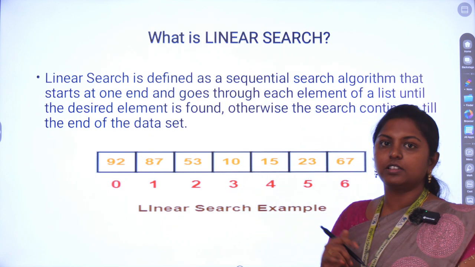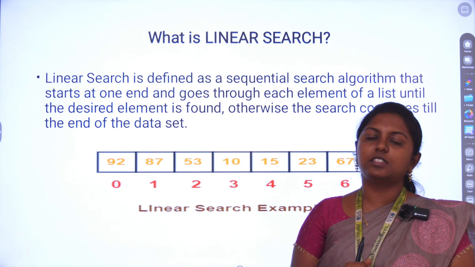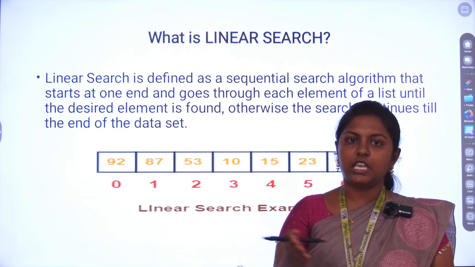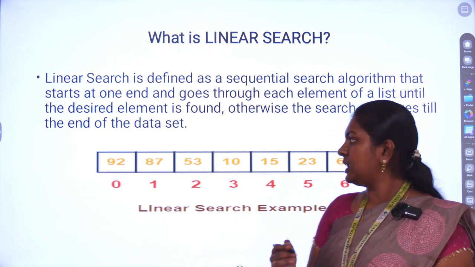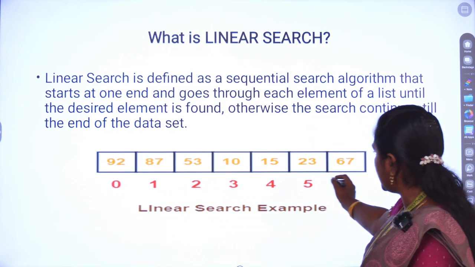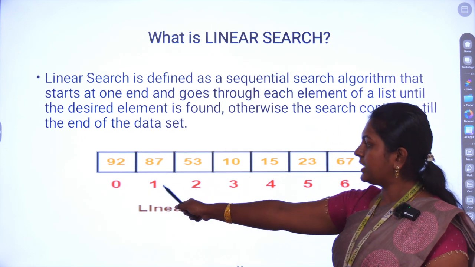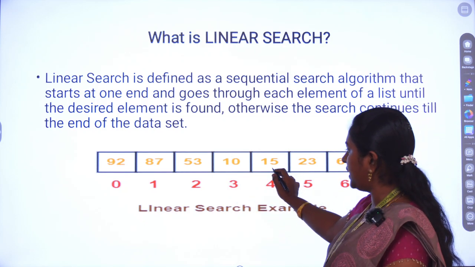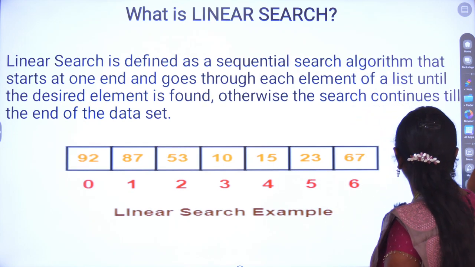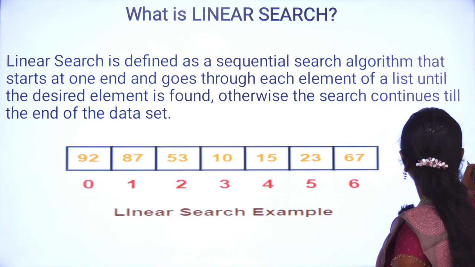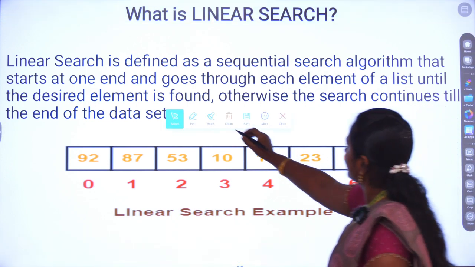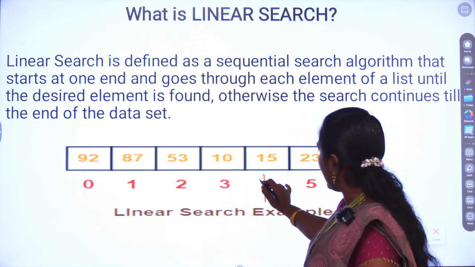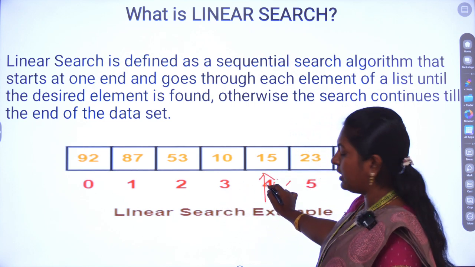Next, coming to linear search. What is linear search? From the word itself you can understand: linear search refers to searching sequentially. Here they have given 7 boxes, with index from 0 to 6. Now I am going to search for the element 15. 15 is located at index 4.